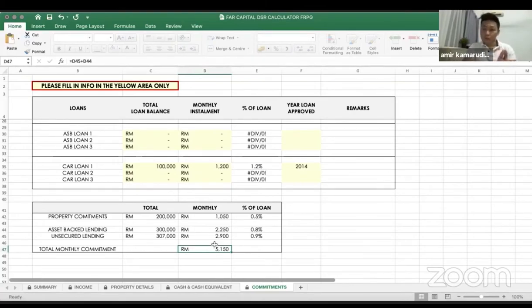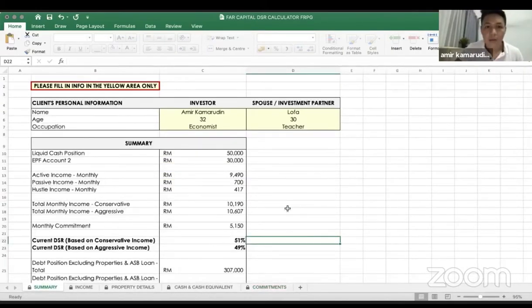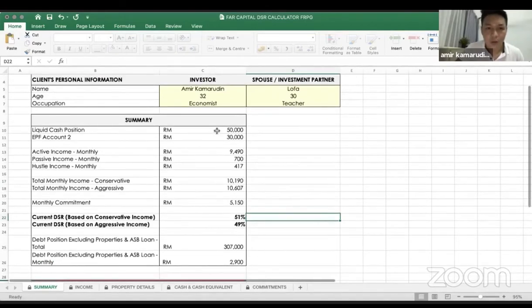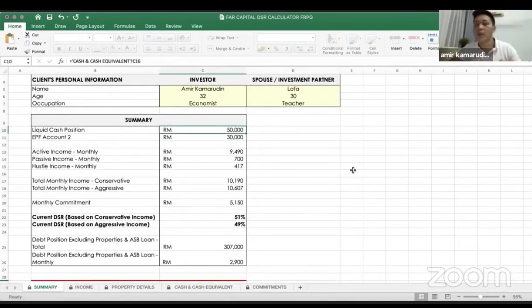Now, once you've done with all 5 tabs, you need to go back to the first tab tadi, yang summary. Okay, dekat summary you will see ada semua dah calculate kat sini. Your liquid cash position, your EPF account 2. We highlight EPF account 2 sebab once, this is something that you can unlock once you've purchased a house. And then the income category yang tadi kan kita bincang, ada aktif, ada pasif dan ada hasil ataupun side income.